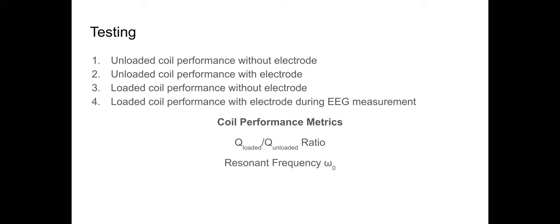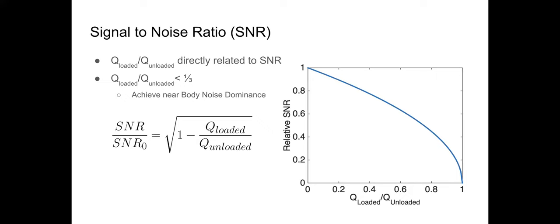And the performance metrics that we're going to be looking at today are the Q loaded to Q unloaded ratio, and the resonant frequency. So image SNR can be directly related to the Q loaded, Q unloaded ratio. And the plot on the right shows how the ratio is related to the relative SNR of the image. So if the ratio is low, or at least less than a third, we see little to no added benefit in increasing the quality factor of the coil to increase the relative SNR.